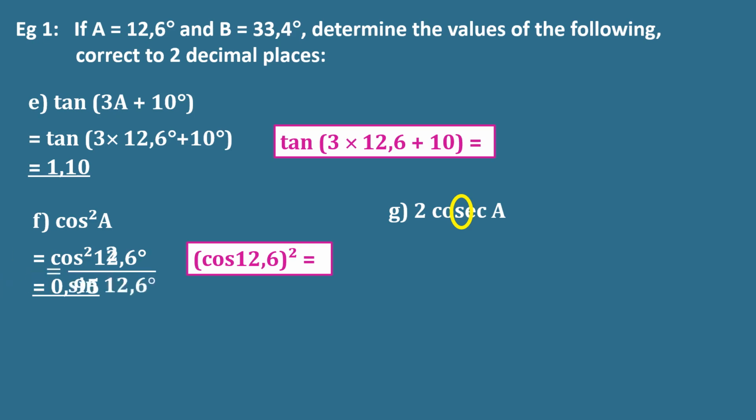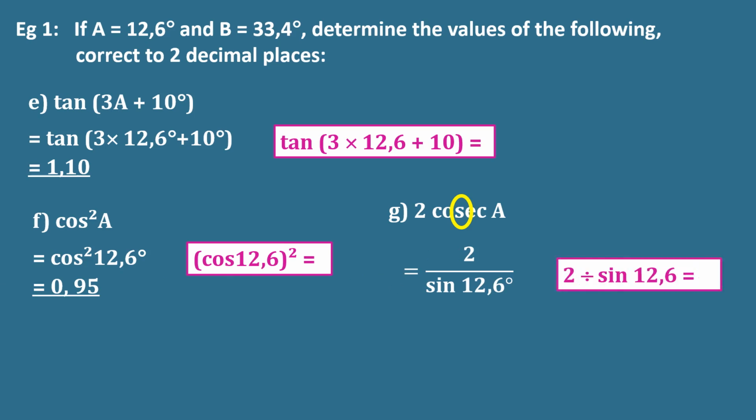So 2 cosec A will be 2 over sine of 12,6. So on your calculator, you just write 2 divided by sine of 12,6 equals, and you end up with 9,17, correct to 2 decimal places. So if you're asked any substitutions with a reciprocal, just identify the reciprocal of that function that you're given and change multiplication to division, and that will give you the correct answer.